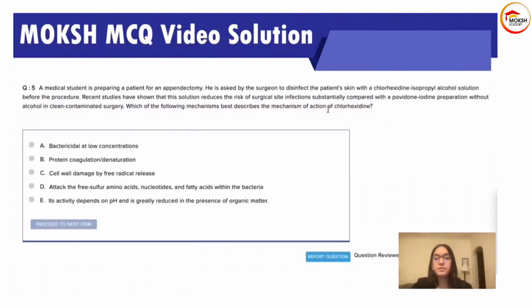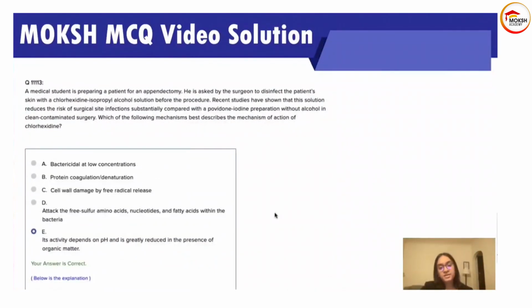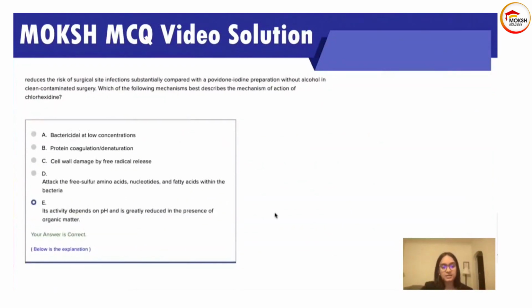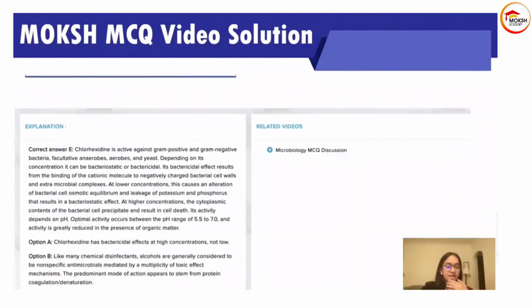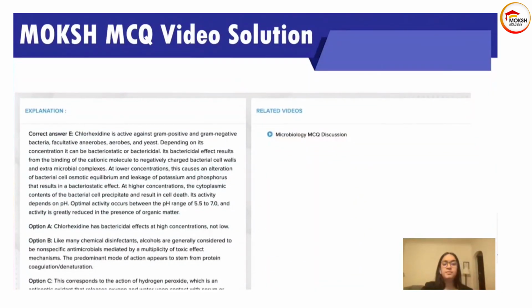So which of the following mechanisms best describes the mechanism of action of chlorhexidine? Mechanism of action of chlorhexidine. Okay, so let's directly go to the explanation.